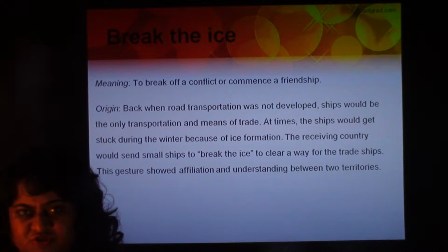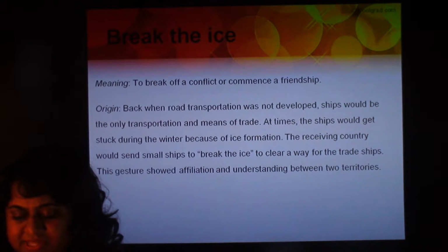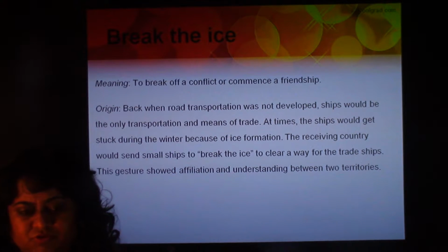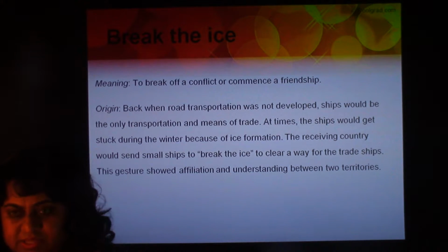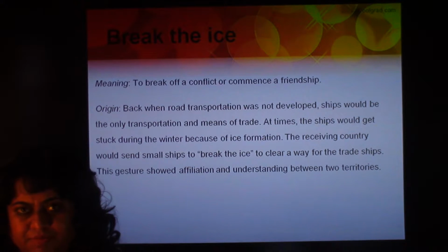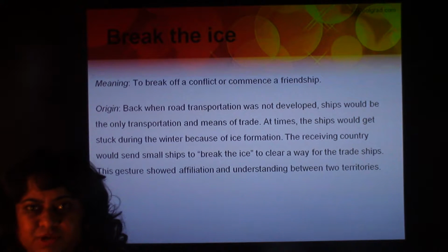The origin of this phrase dates back many decades, when there was not much road transportation, so they would have all these ships, and they were the only means of trade. At the time, the ships would get stuck during the winter because of ice formation. If the ship is coming towards land and there are huge lumps of ice floating around, they would get stuck there. And the receiving country would then send small ships to literally break the ice so that they could clear the way for the larger trade ships to come. This gesture showed affiliation and understanding between the two territories, and that's what it means to break the ice.